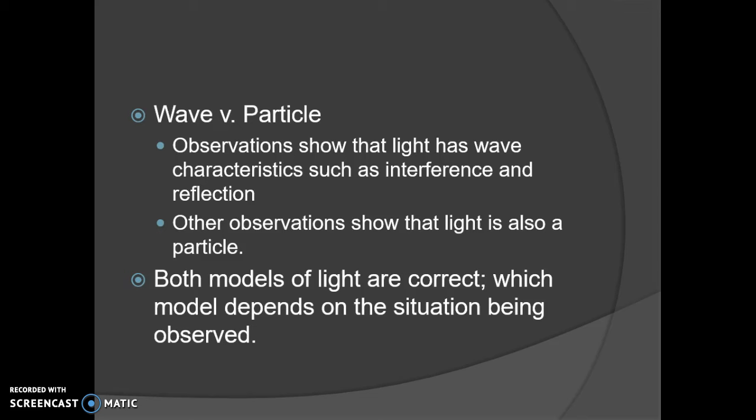All right, so other observations have shown that light also behaves as a particle. So it can move around as a particle. One way that they've shown this is that light can actually be used to knock electrons off if it's shone on a piece of metal. It can knock electrons off of the atoms in the metal, and so it behaves as a particle. All right, so both of these models are correct. It behaves as a wave and a particle, so they call it wave-particle duality. So which model do you use? Well, that depends on which situation is being observed.